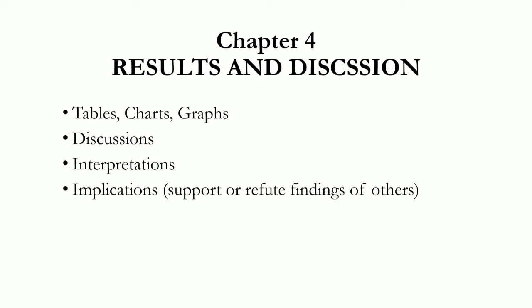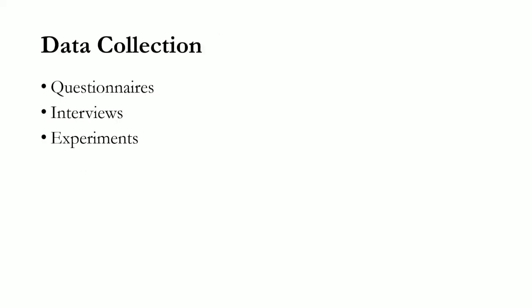This is to help you craft your Chapter 4, which is entitled Results and Discussion. So in Chapter 4, we typically see the following components. We have tables, charts, and graphs. We also have the discussions of the results, the interpretations, and implications. Implications are included in order to support or refute findings of other researchers.